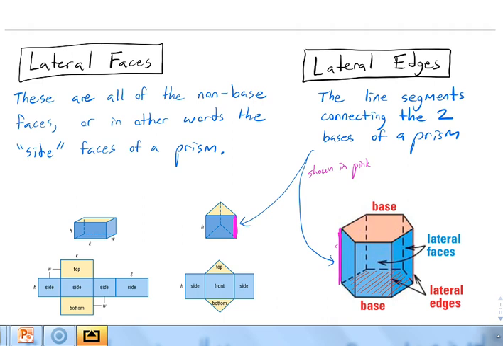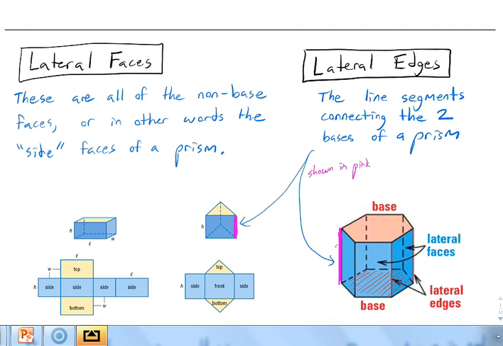So the first two words we're looking at, our vocab terms, are lateral faces and lateral edges. Really what this comes down to is the idea of lateral. Lateral, from Latin, means the side. We saw this with equilateral, which means it has equal sides in a triangle or polygon in general. So lateral faces essentially is the non-base stuff.